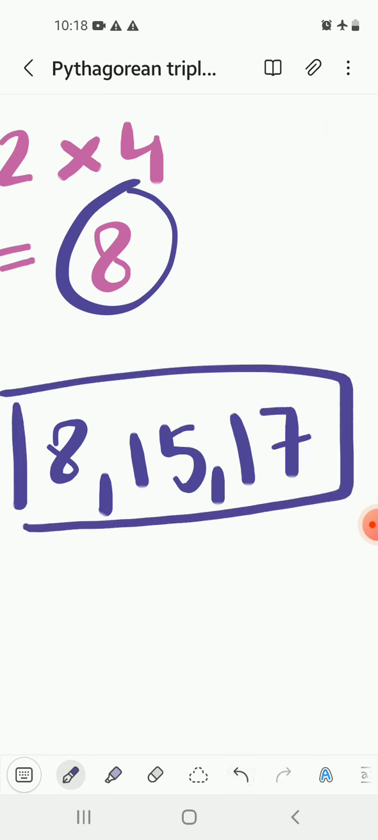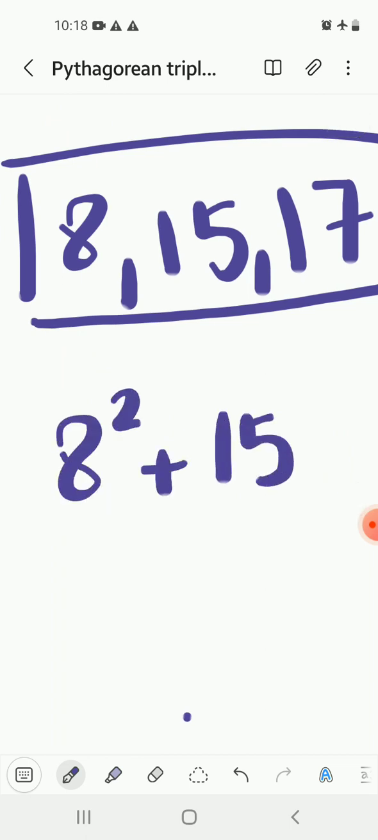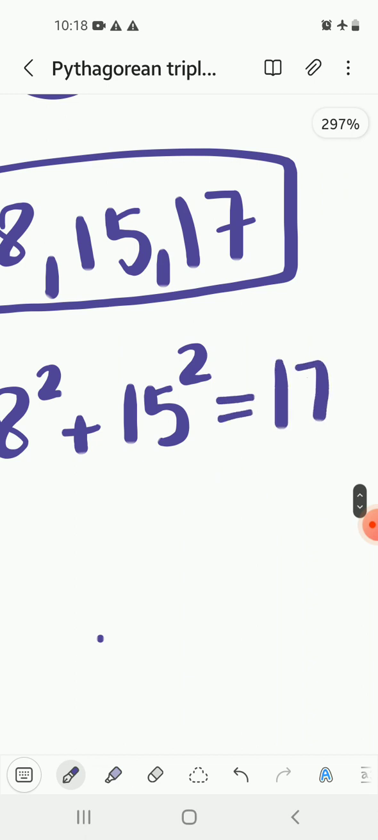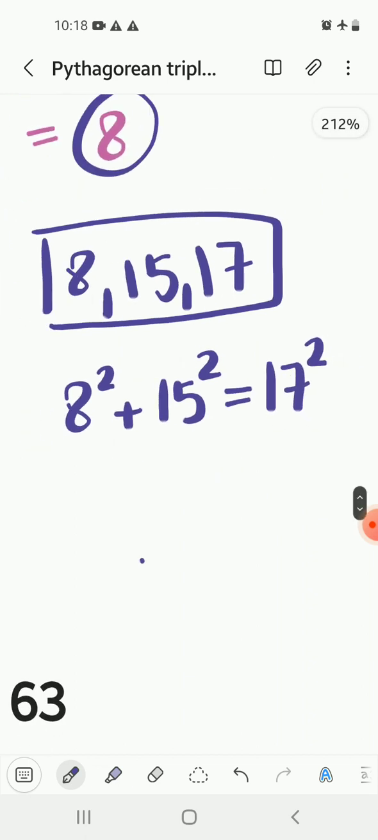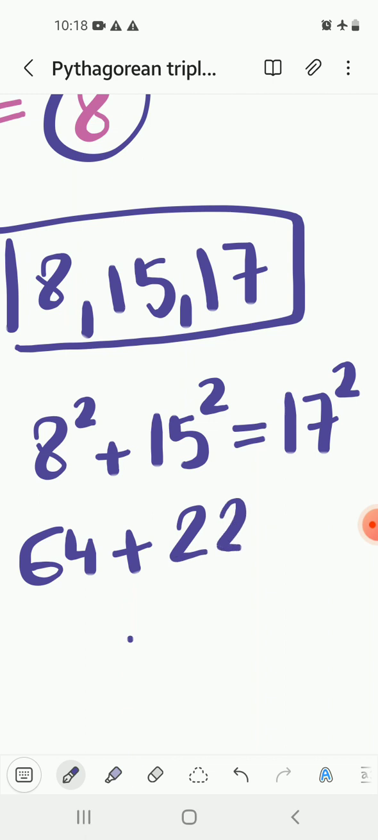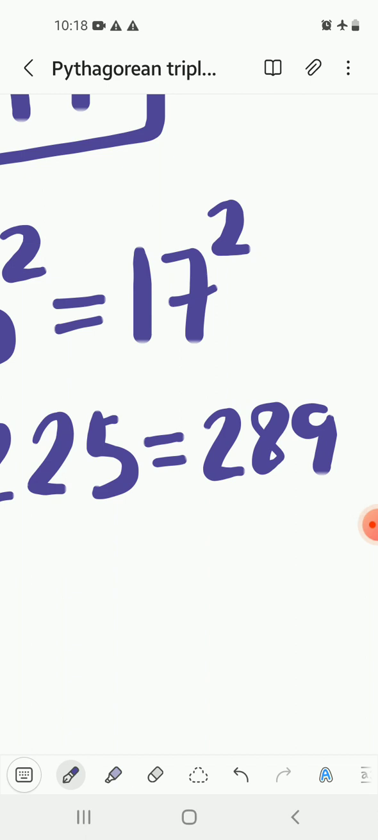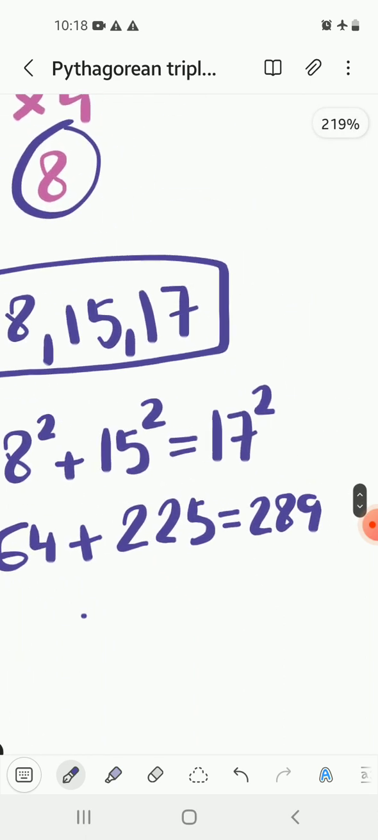We will check whether this answer is correct or not. So we will check whether 8 square plus 15 square is equal to 17 square or not. So let's do it. 8 square we know is 64. So 64 plus 15 square is 225. If we add both the numbers 225 and 64, we get 289, which is the square of 17. So we know that this answer is correct.